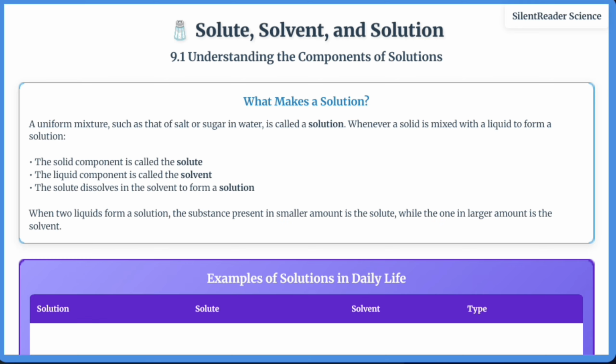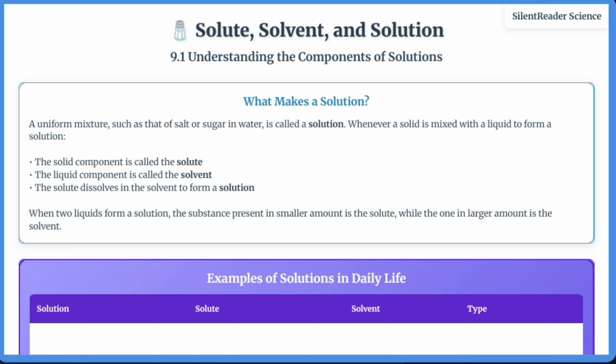Now let's explore the components of solutions in detail. A solution has two main components: the solute, which is the substance that dissolves, and the solvent, which is the substance that does the dissolving. In solid-liquid solutions like sugar in water, the liquid is always considered the solvent regardless of the amounts.